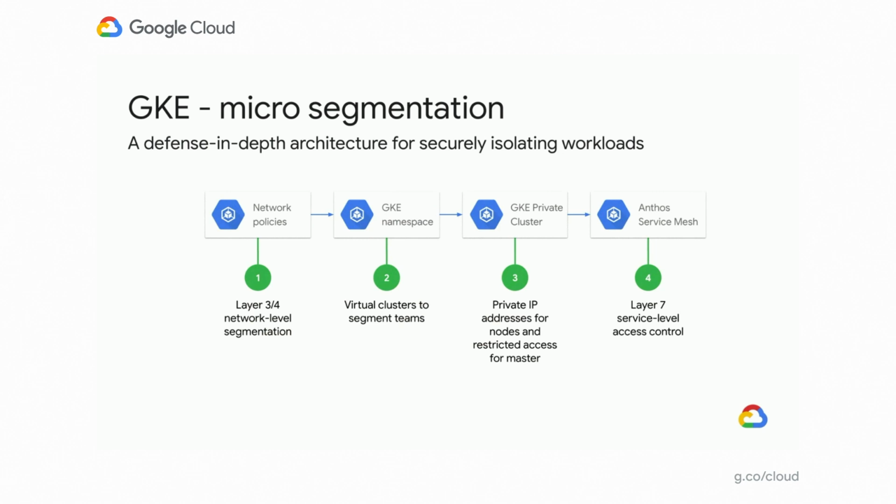With GKE microsegmentation, we offer many ways to do this. We have network policies, which help with layer 3 and 4 network level segmentation. Then we have GKE namespaces for virtual clusters to segment teams, or maybe app dev versus prod. Then we have GKE private clusters, so you have clusters with private IP space, and then Anthos service mesh. But the net here is there are many ways to do microsegmentation in a cluster.